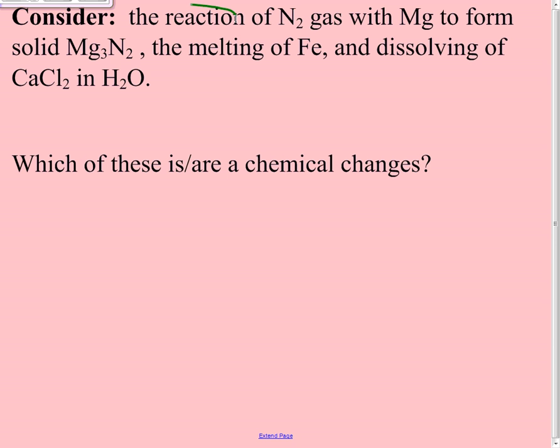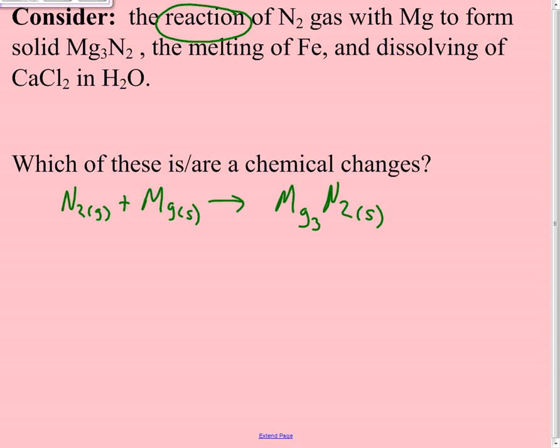The reaction of nitrogen gas with magnesium. Okay, so that means I have nitrogen gas plus solid magnesium. And we said we create magnesium nitride, Mg3N2, and it's solid. It looks like I need 3 magnesiums to balance this, right? I have 3 magnesiums on this side and 3 on this side.